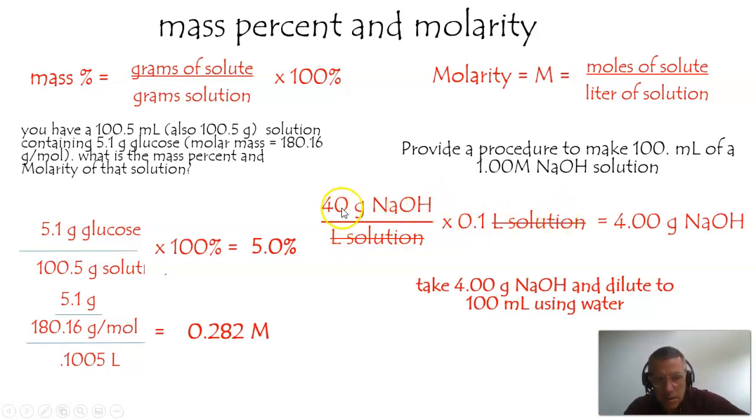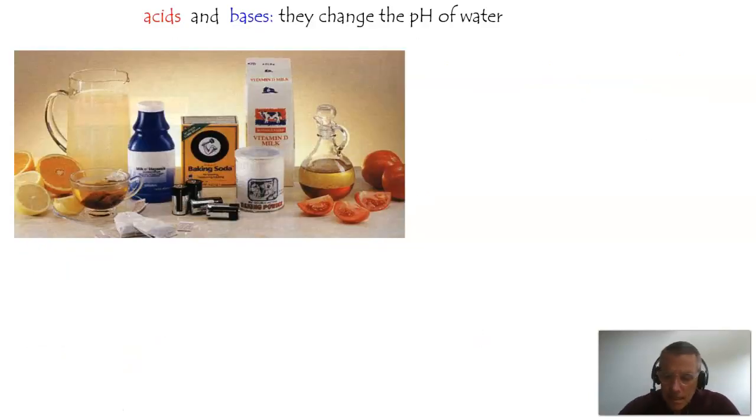If you're making a whole liter of it, use 40, but we only need a tenth of a liter, so use 4 grams. That's the key number you need. Take 4 grams of sodium hydroxide, dilute it to 100 mL using water. If you said add 96 mL of water, I'd give you full credit, but this is the most accurate way of saying it. A little bit about acids and bases.